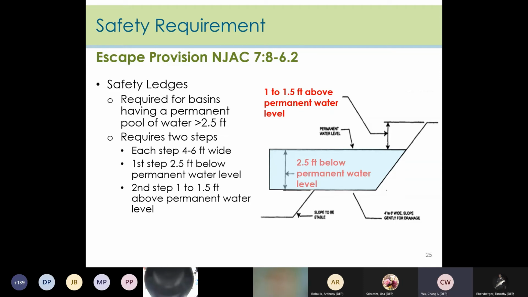It also requires 2 steps. Each step needs to be 4 to 6 feet wide. The first step is 2.5 feet below the permanent water level, and the second step is 1 to 1.5 feet above the permanent water level.